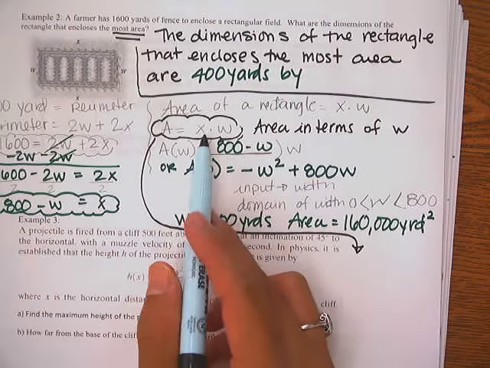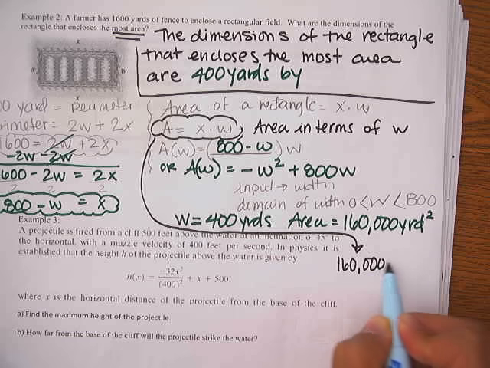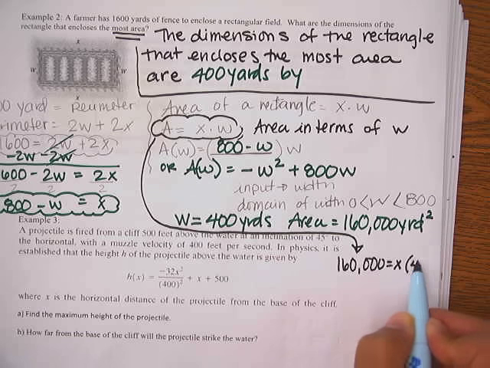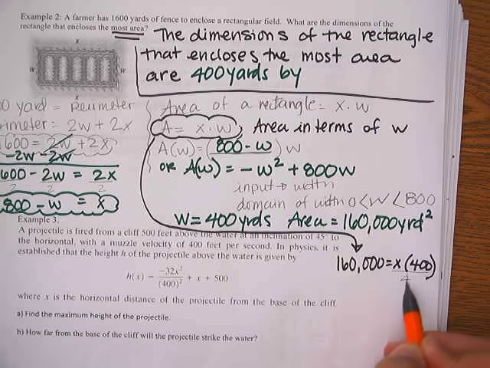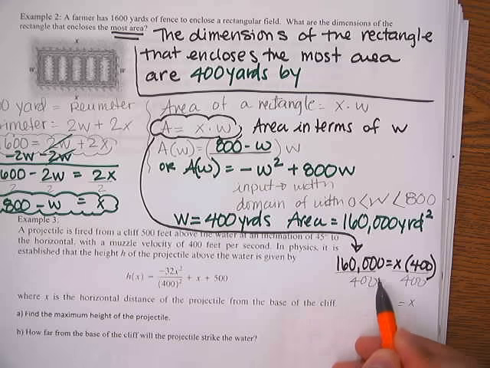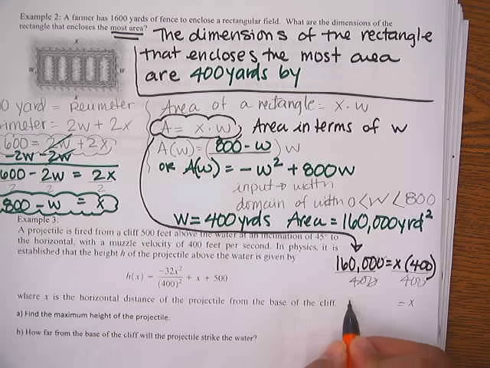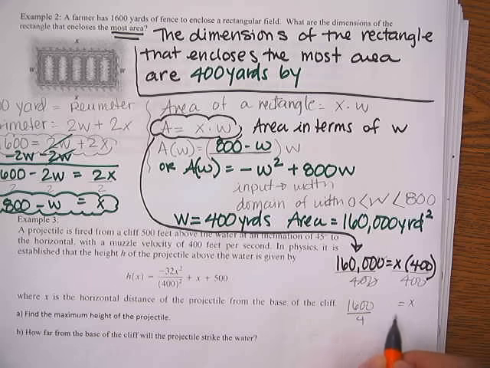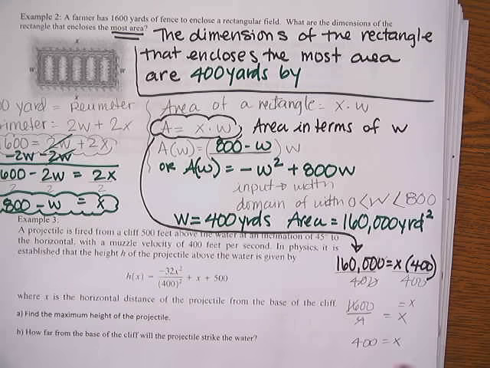Okay? Area equals x times w. Area is 160,000 equals x, w is 400. Okay, so if I were to solve for x, I could divide both sides by 400. So x is going to come out to be, the two zeros will cancel each other. All right, then I have 1,600 divided by 4 equals x. So now 16 divided by 4, that's 4. Okay, and then carry down the 2 zeros. Okay, so x is 400.